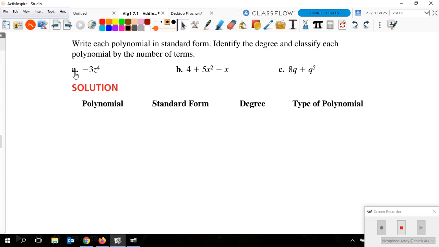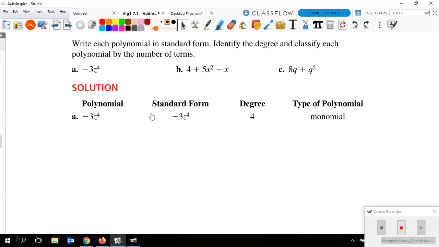And so for the letter A, the standard form is just what it is, because it's a monomial. It's degree 4. We call it a monomial. So there really is no standard form other than just what it is, because it's just one single term.